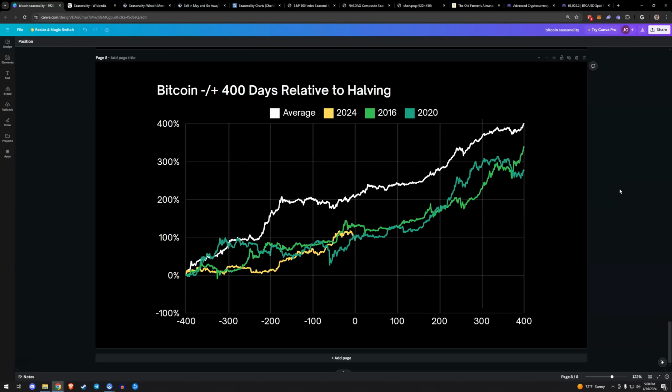There's plenty of fun stuff other than this to look at with seasonality. People have been getting into the moon charts and the cosmic stuff, lunar charts. I don't know if you can seriously trade off of that, but some people certainly do.